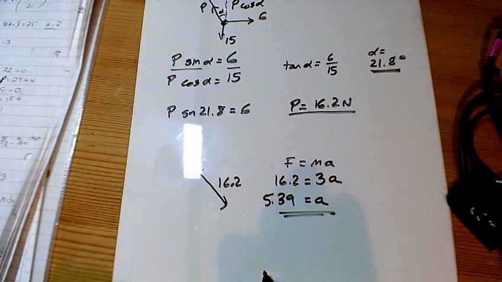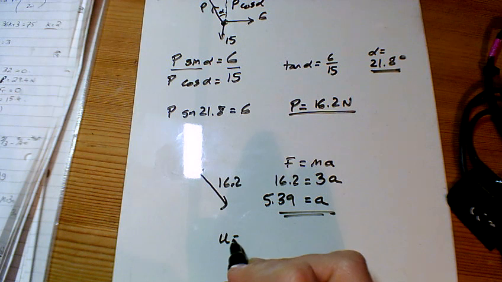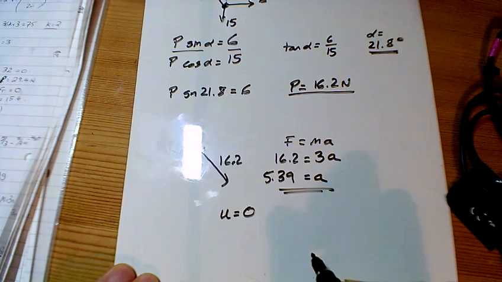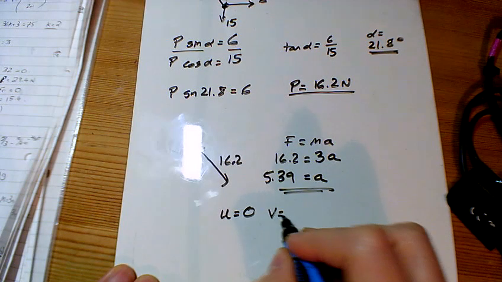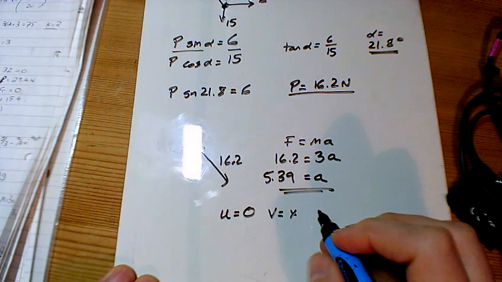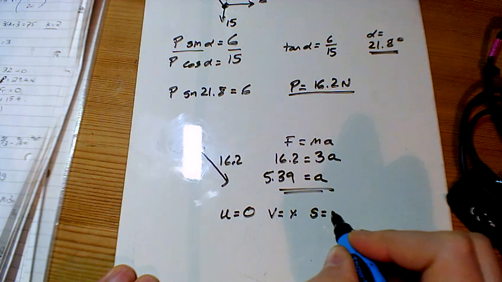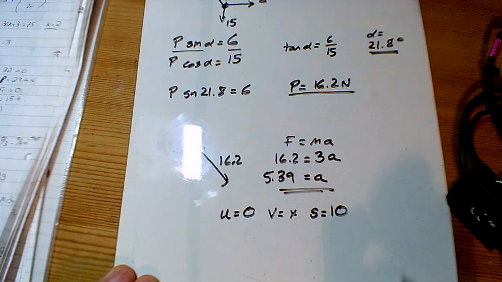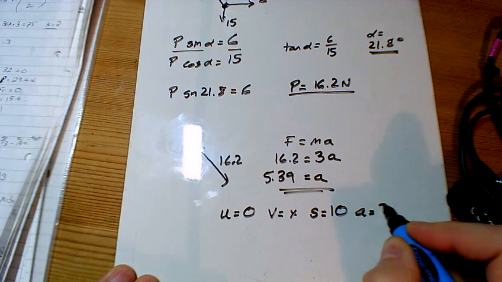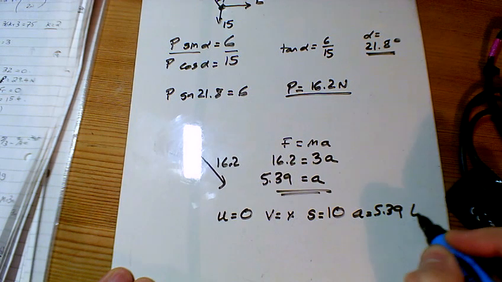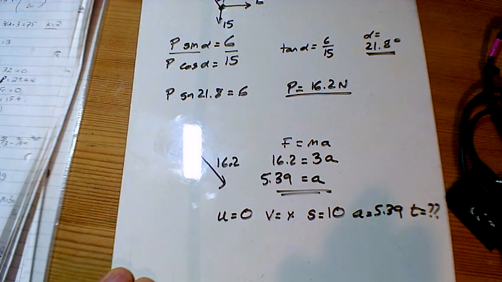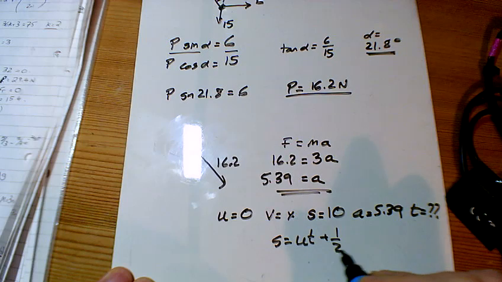It starts at rest. I mean, it was held in equilibrium, wasn't it? U equals 0. V I don't care about. S is how long we want to go, to take 10 meters. A is 5.39 and T is what I'm trying to find out. So what should we use? S equals UT plus half AT squared.